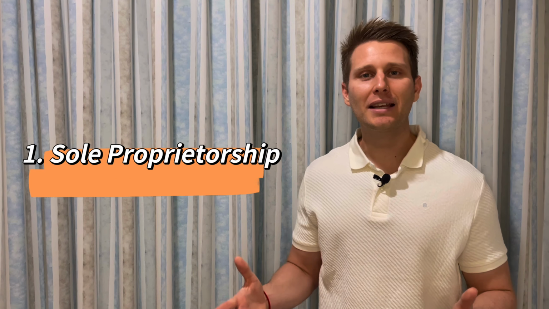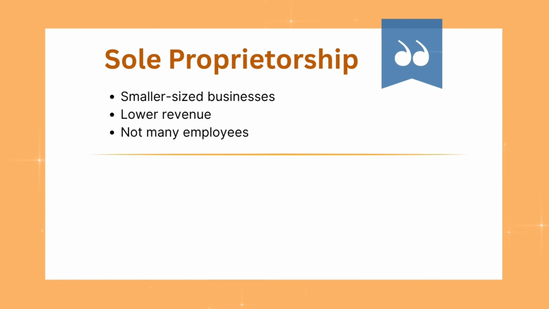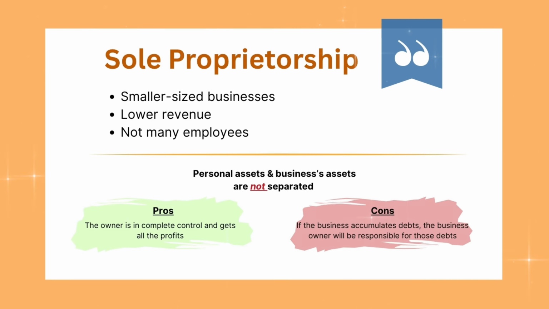Alright, let's look at number 1, sole proprietorship. What exactly is that? This type of structure is intended for smaller size businesses with lower revenue and businesses with not that many employees. This means that your personal assets and your business's assets are not separated in the event of a default. If your business accumulates debt, you as the owner are responsible for those debts. So this means in this structure, the risk is unlimited. You have unlimited liability. That means you assume all debts of that structure.